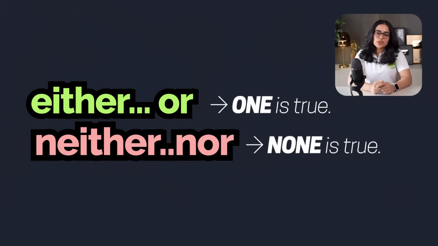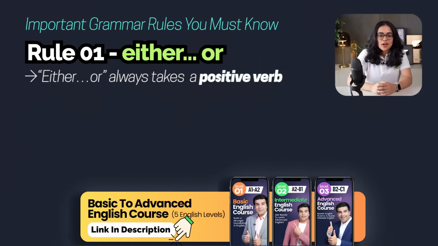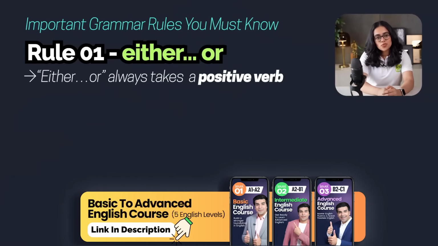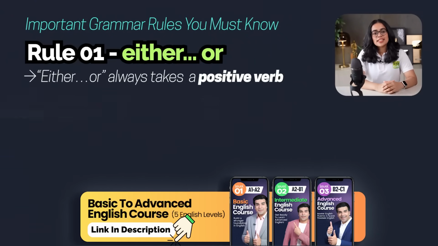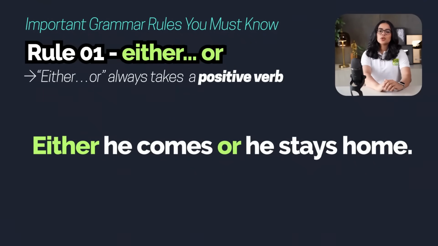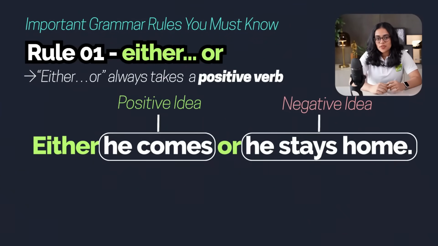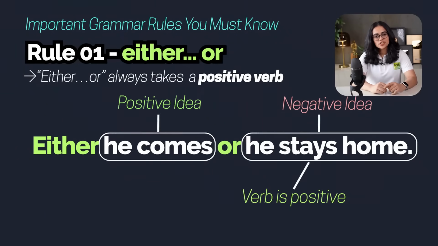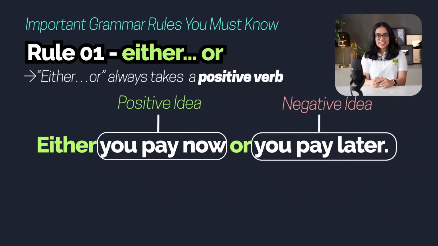Now let's focus on the important grammar rules you must know. Rule number 1. Either or always takes a positive verb. Even when the idea sounds negative, the verb always and always stays positive. Take a look at this example. Either he comes or he stays home. So if you see here, one idea is positive, the other is negative. Either he comes or he stays home. So there are two possibilities, but the verb stays positive. Always remember that. Here's one more example. Either you pay now or you pay later, right? So the verb is always positive.